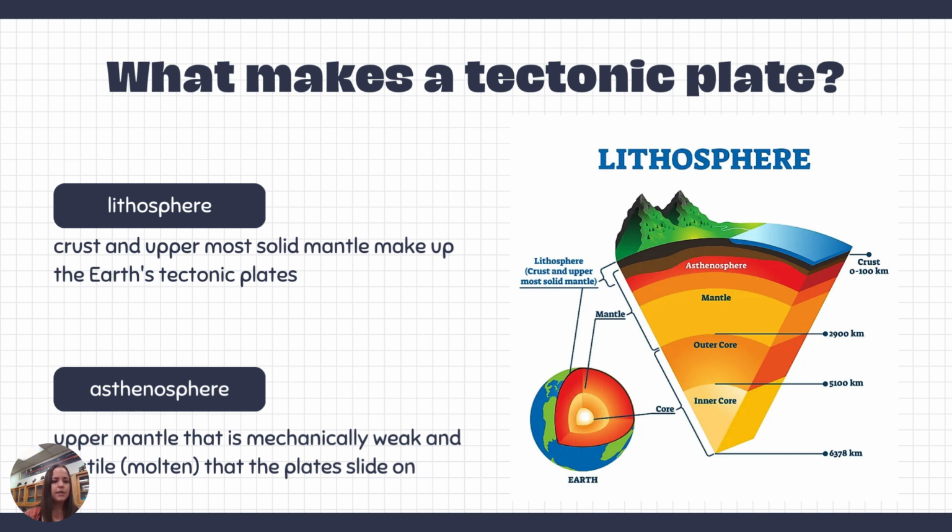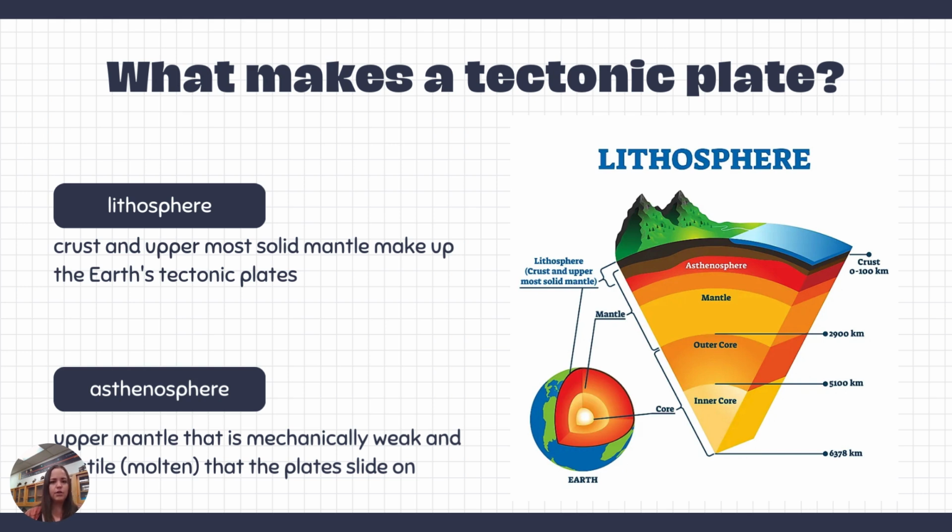Okay, so before I talk about the boundaries, let's revisit the layers here. Remember, we have an inner core that is solid, an outer core that is liquid, a mantle that's broken up into an upper and lower, and then we have the crust. But we also need to talk about the lithosphere and the asthenosphere. The lithosphere is the crust and uppermost solid part of the mantle, and this is what makes up tectonic plates. And the asthenosphere is the upper mantle that is mechanically weak or ductile, or maybe you might want to refer to it as molten, that plates can slide on.